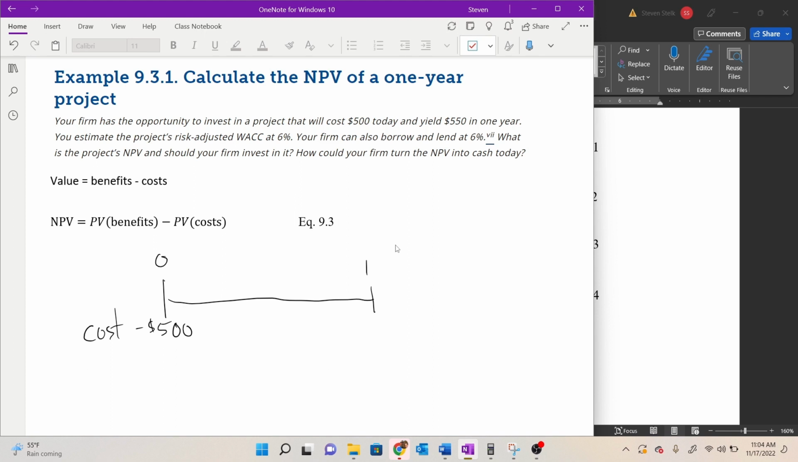And I'm actually going to write that. I'm going to leave a space here and write the benefit down here. So that's a cash inflow of $550.